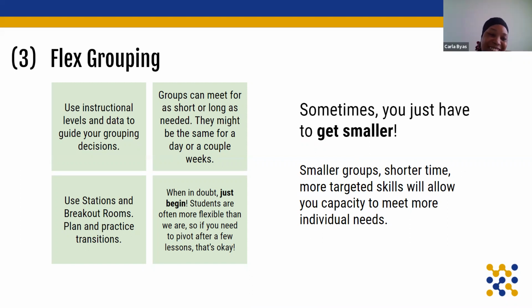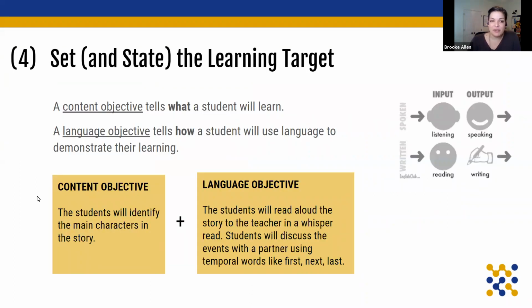Yeah, absolutely. And we can definitely talk about that more if you want. The fourth is to set and then state the learning target. So here we almost always have a content objective, but even if you are not teaching ELs, I would really encourage you to think about the language objective. For our diverse learners, whether students with disabilities or students that just need more support within a small group, what is the language that is going to be required of them in this small group lesson?